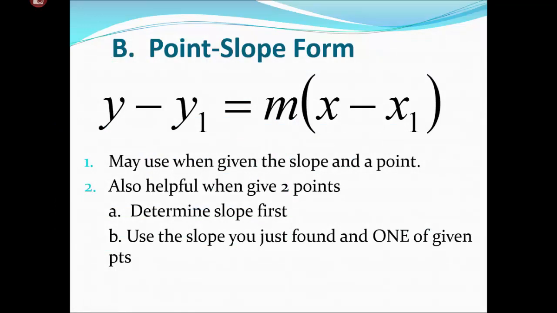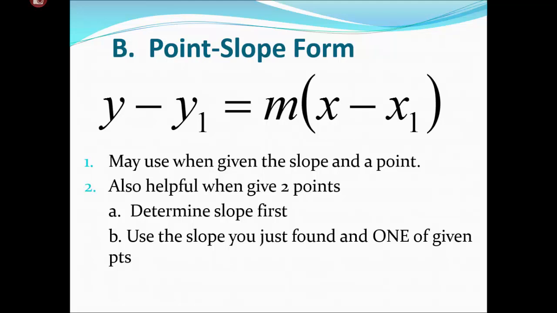Some different ways of writing the equations. You have your point slope form. This is the form I use the most. Y minus y sub 1 equals m times x minus x sub 1. All you need is a point and the slope.